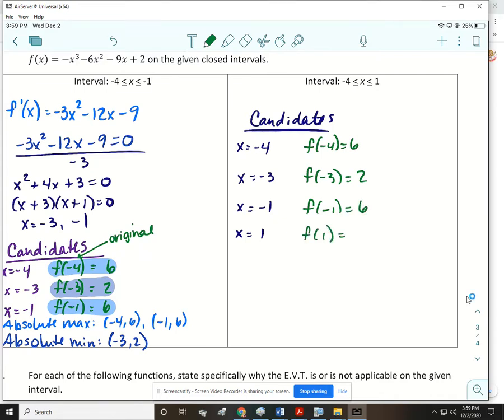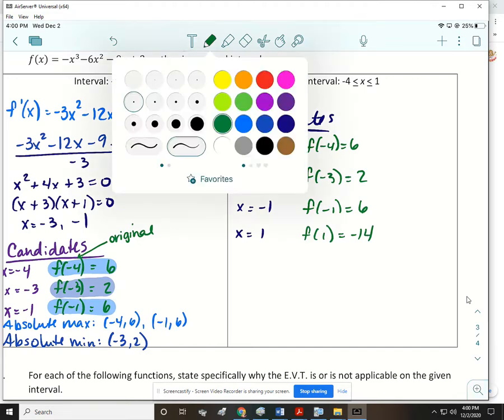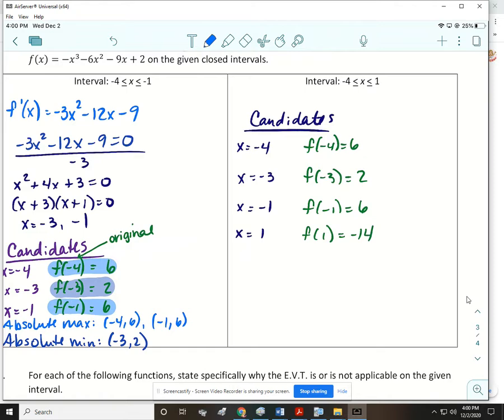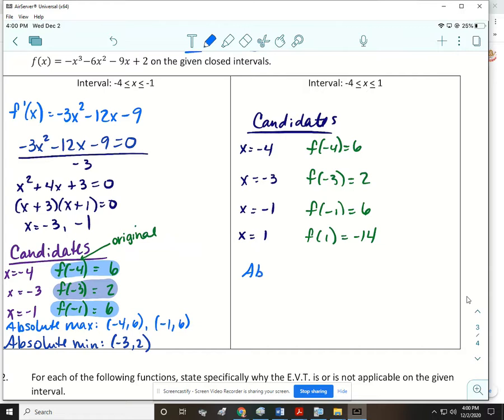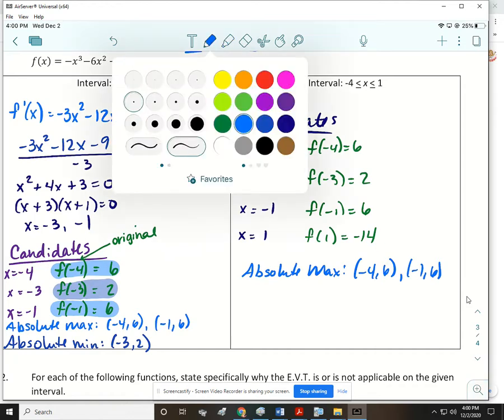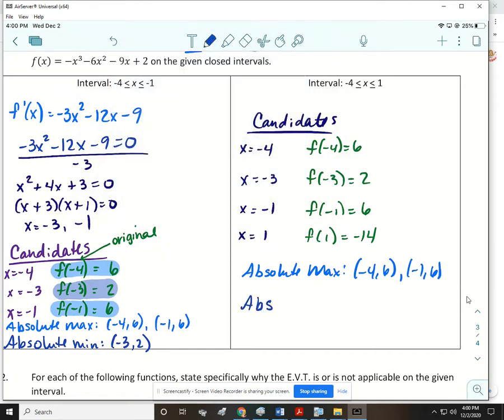That can be done fairly easily by just adding the coefficients. And when we did that, we would get negative 14. So for this interval, we have different winners. For the absolute minimum, we have a different winner, but the absolute maximum is the same. So the new winner of absolute minimum is 1, negative 14.